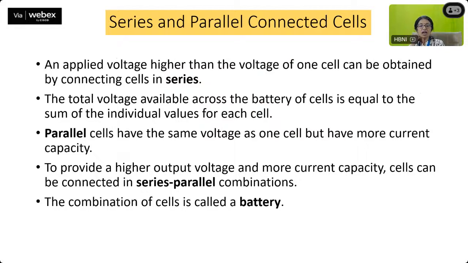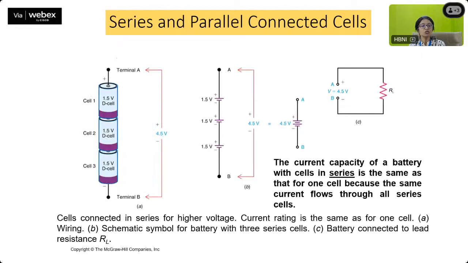So an applied voltage higher than the voltage of one cell can be obtained by connecting cells in series. The total voltage available across the battery of cells is equal to the sum of individual values for each cell. Parallel cells will have the same voltage as one cell, but they will have more current capacity. So to provide a higher output voltage and more current capacity, cells can be connected in series and parallel combination. And this combination of cells, as I said, is called a battery. So let's look into it.